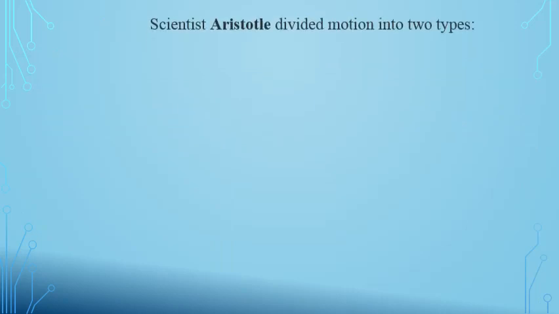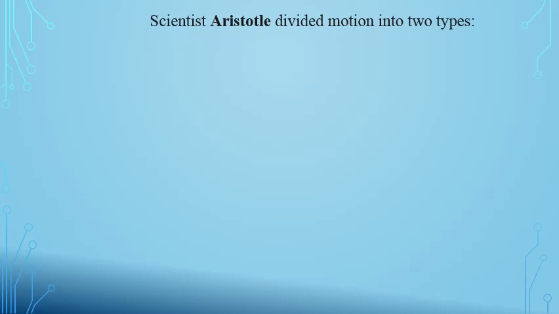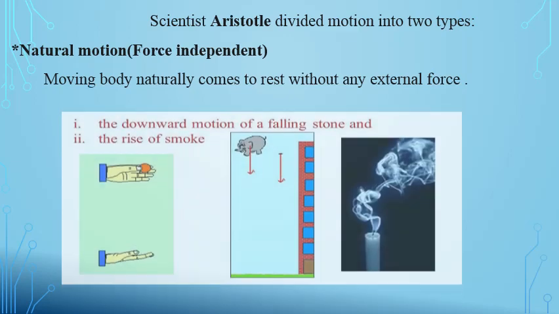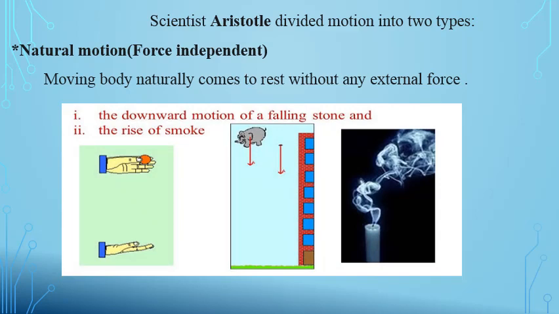Scientist Aristotle divided motion into two types. One is natural motion and another one is violent motion. Natural motion means a moving body naturally comes to rest without any external force. That is natural motion. It is also called force independent. See the given picture. If we drop a stone, it comes to rest without any external force. So that is natural motion. A moving object naturally comes to rest. That is called natural motion.